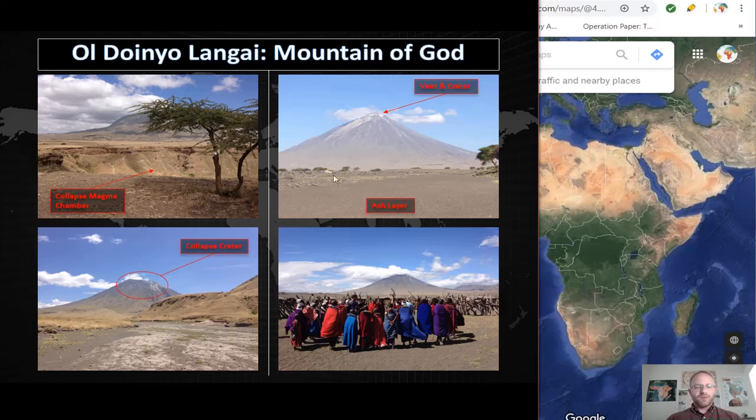Now, the picture in the upper right shows the vent and crater located here and the ash layer below. The picture in the bottom right shows, of course, my friend here, Robbie, participating in a traditional fertility dance with this local Maasai tribe.